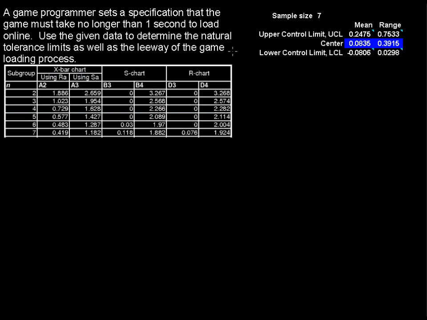A game programmer sets a specification that the game must take no longer than 1 second to load online. Use the given data to determine the natural tolerance limits as well as the leeway of the game loading process.